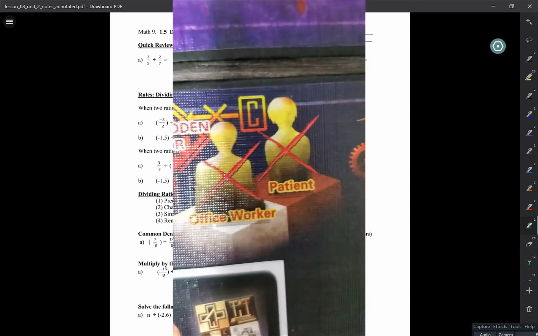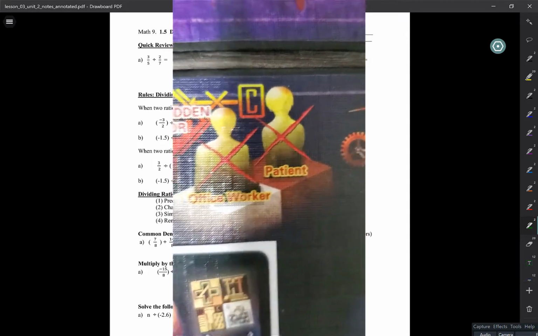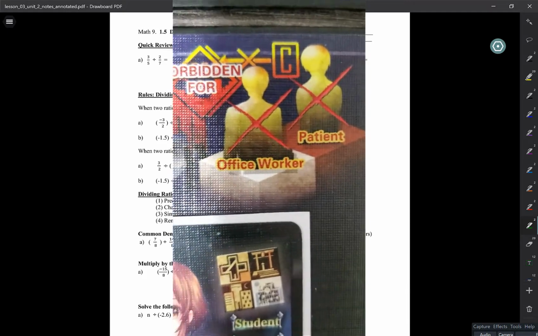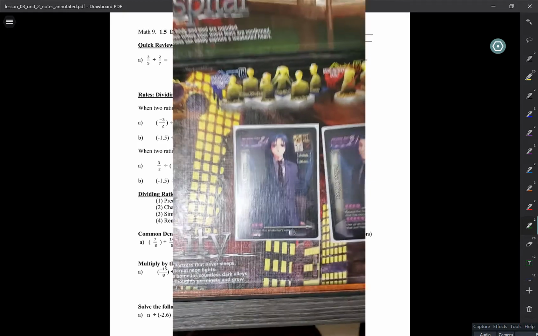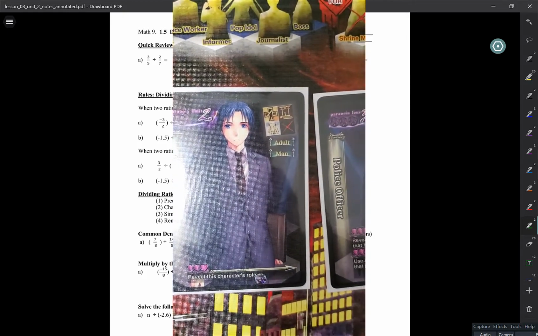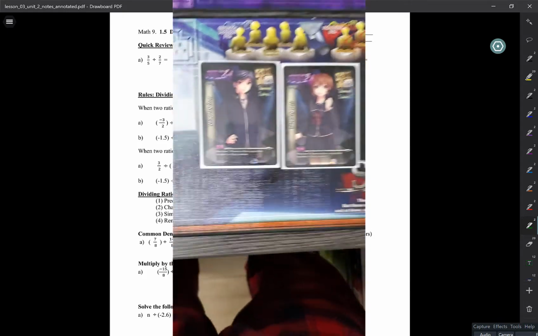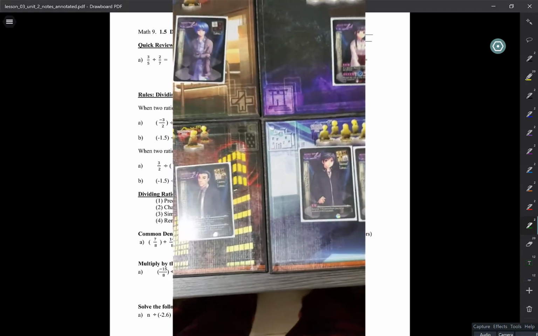The funny thing I like about this one is some reference to certain animes, I suppose. For example, the office worker is not allowed in the school. Yeah, look at this guy here. He could be a creeper of some sort. But anyways, it's very funny.